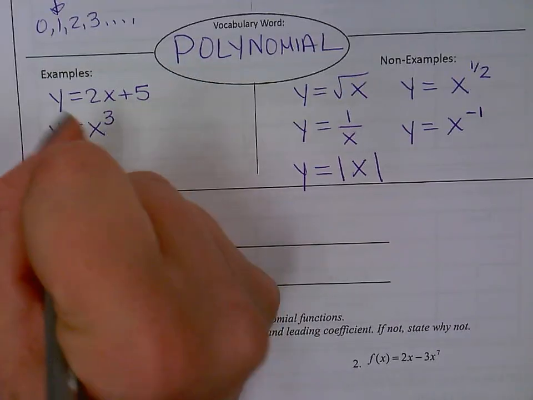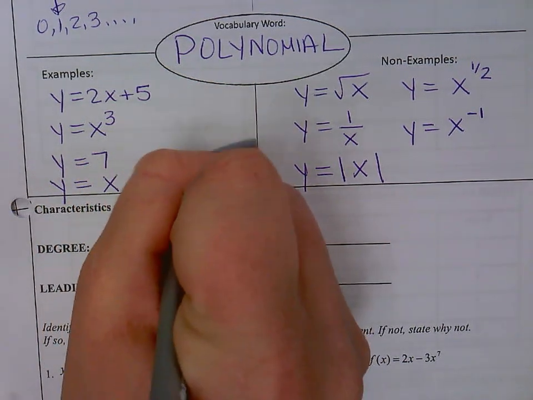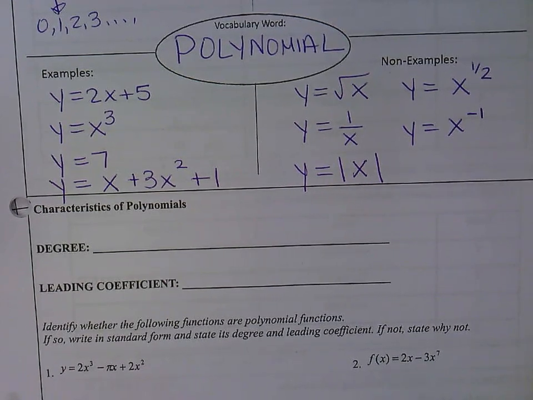How about y equals x plus 3x squared plus 1. So why is this a polynomial? That's just a quadratic function. It's not written in standard form, but that's okay. It's still a polynomial function, even if it's not written in standard form.